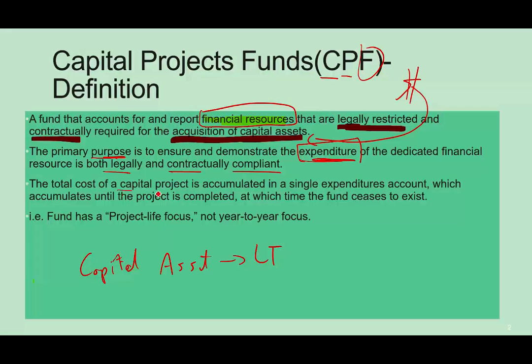So the total cost of a capital project is accumulated in a single expenditure account, which accumulates until the project is completed, at which time the fund ceases to exist. So as we spend money on that project, we're going to keep that expenditure in a fund, and once the project is completed, that fund will cease to exist.